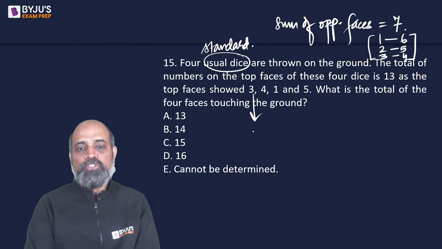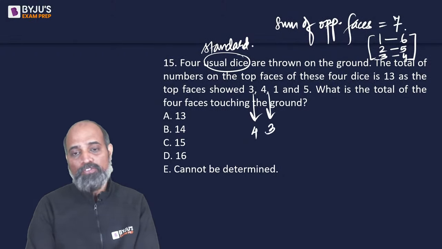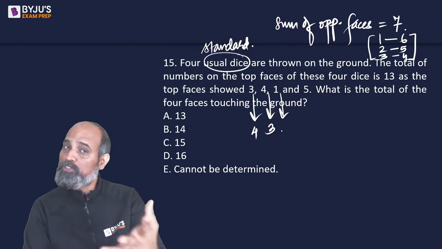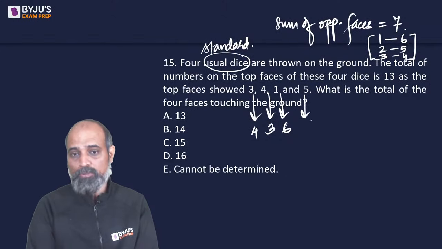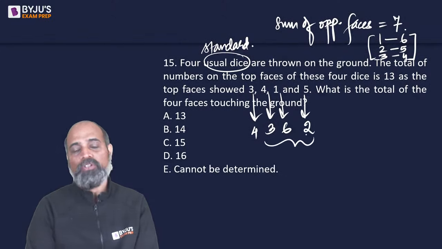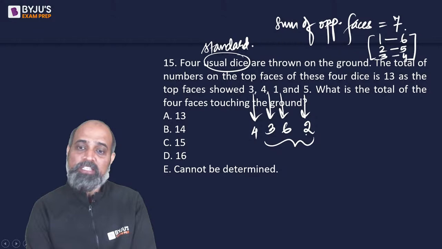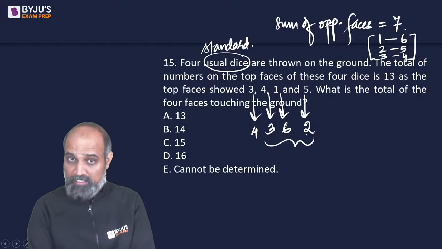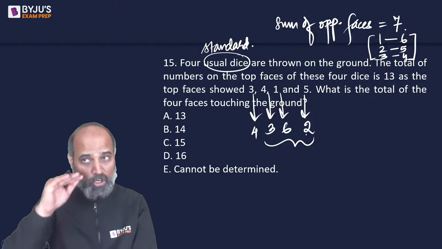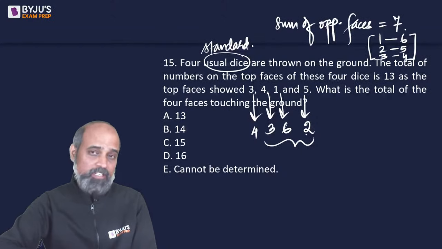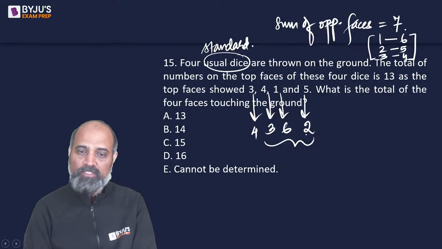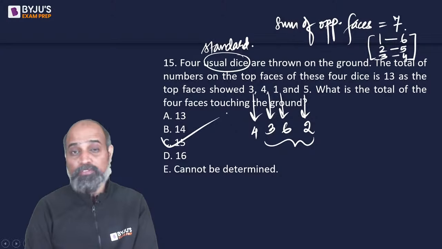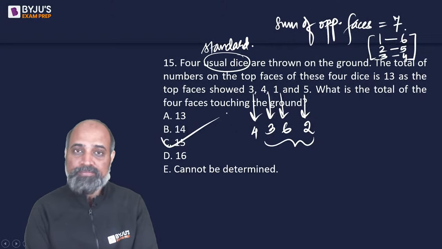So the one opposite to 3 will be 4, the one opposite to 4 will be 3, the value opposite to 1 is going to be 6, and the value opposite to 5 is going to be 2. So this will be the sum of the 4 faces touching the ground. क्योंकि टॉप अगर ये है तो जो टच नहीं कर, जो बॉटम पे ग्राउंड पे है, ऑपोजिट होगा उसका. So the answer is going to be 15 and cannot be determined.